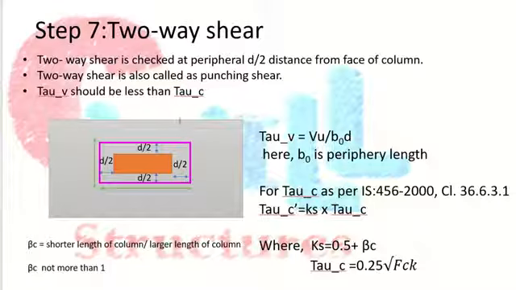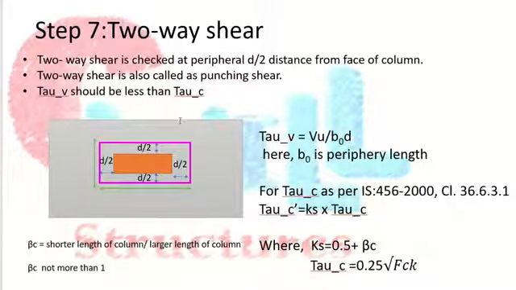Two-way shear is also considered as punching shear. Here too, to check our two-way shear, tau E should be less than tau C, and only then is my two-way shear correct. Then we don't need to change our depth and the reinforcement of the footing. We can consider the value of tau E as Vu upon b0. Here the difference is, what is b0? b0 is the resisting length for the two-way shear.